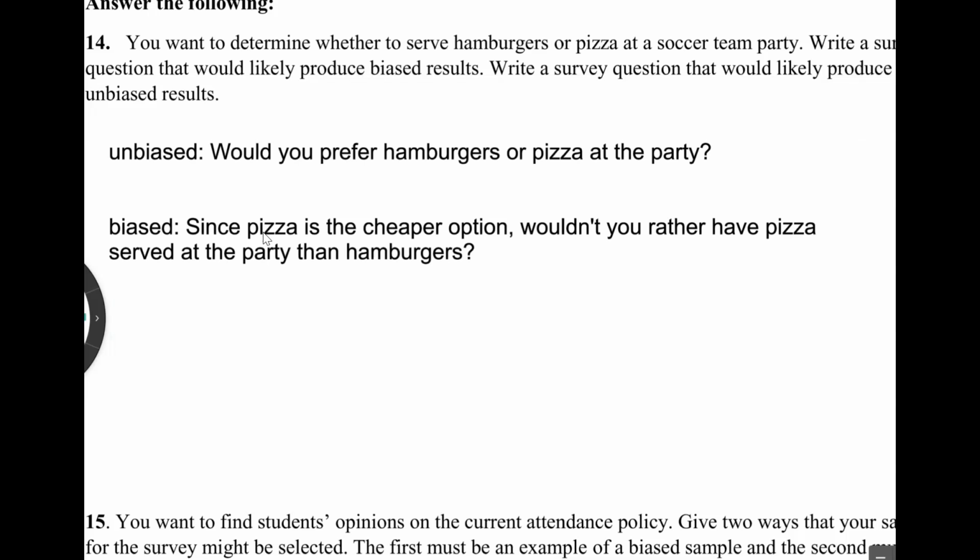My unbiased one: would you prefer hamburgers or pizza at the party? Cool. My biased one was, since pizza is a cheaper option, wouldn't you rather have pizza than hamburgers? Because we're splitting it all. But clearly money doesn't matter, because Postmates is out of control. All right, let's continue.